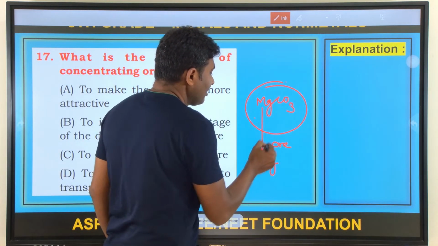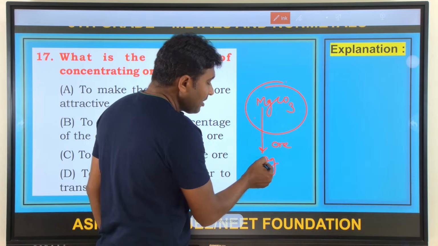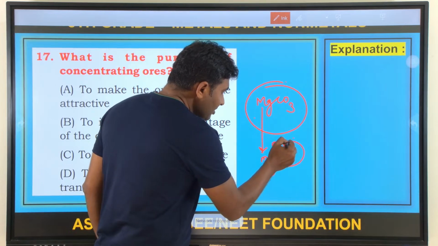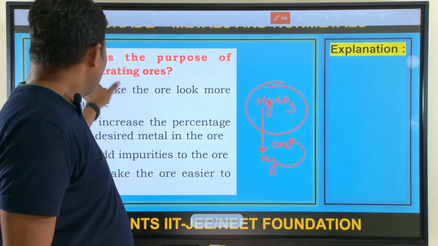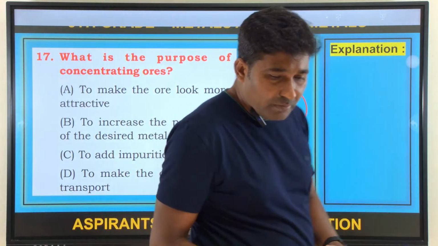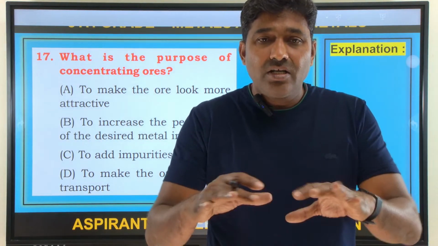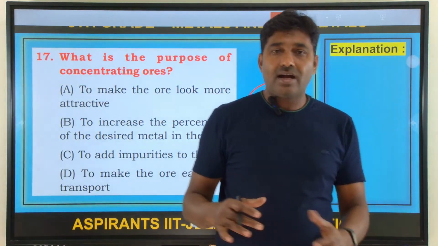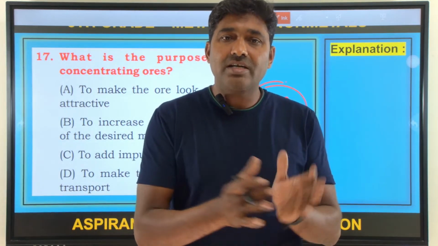Actually, it is a mineral. But from this mineral, which element are we going to extract profitably? Magnesium. So for magnesium, MgCO3 acts as an ore. But here our question is, what is the purpose of concentrating the ores? Ore means a chemical compound. That chemical compound does not exist simply by itself; it is associated with external impurities like sand and other suspended particles. That is called what? Gangue.